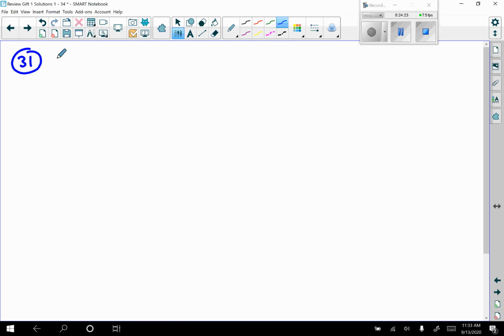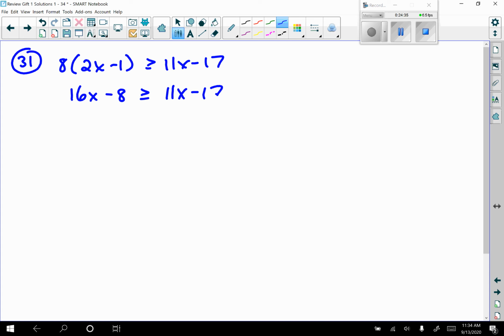31, still a single inequality. Distribute the 8 first. So we'll get 16x minus 8 is greater than or equal to 11x minus 17. I'm going to subtract 11x from both sides. So this will give me a 5x minus 8 is greater than or equal to negative 17.